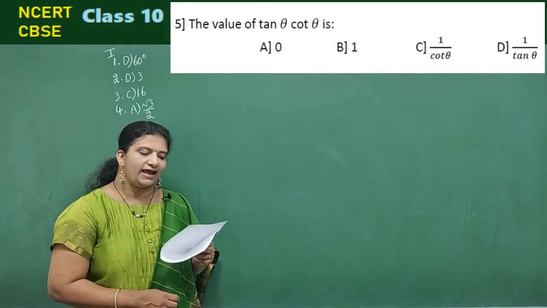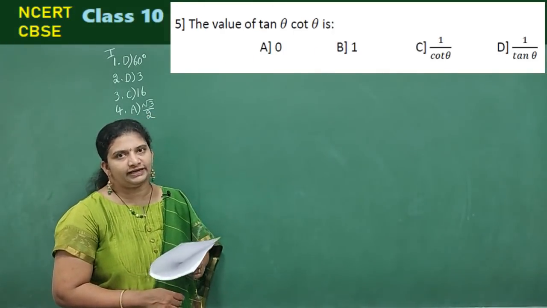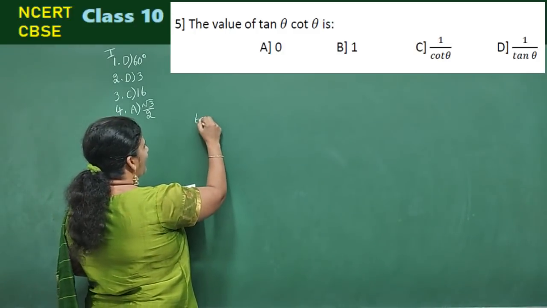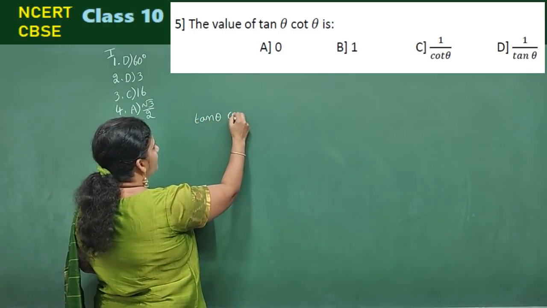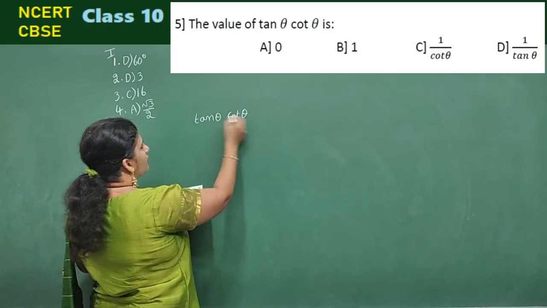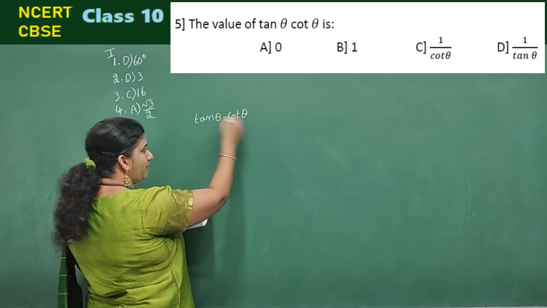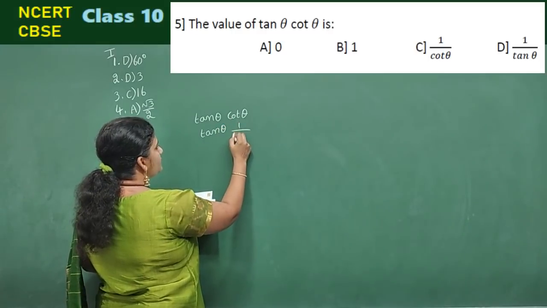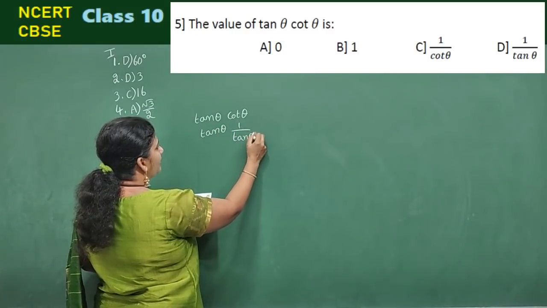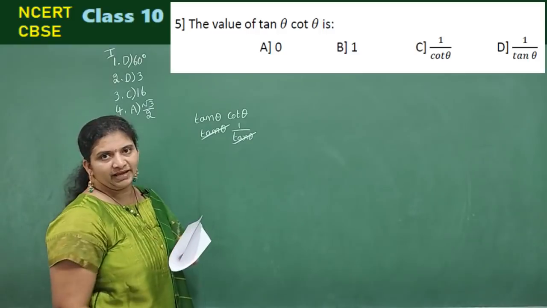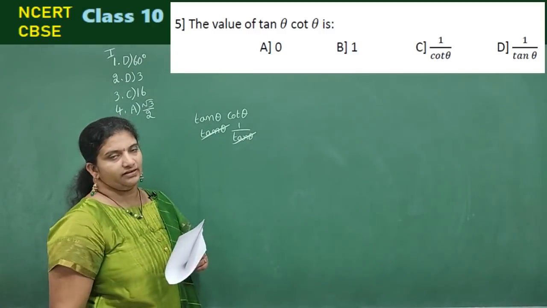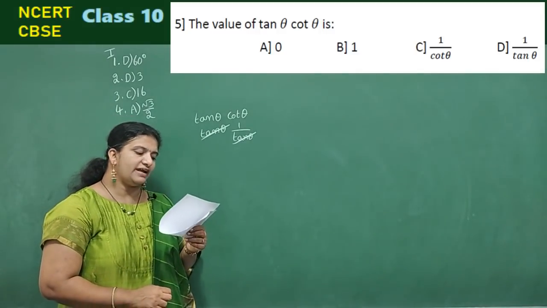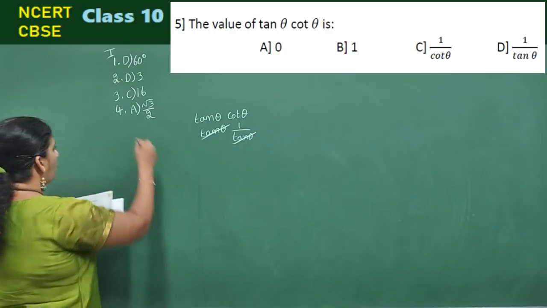Fifth one, the value of tan theta cot theta is. Tan theta, cot theta. What is the relation between them? Cot theta is nothing but 1 by tan theta. So write cot theta as 1 by tan theta. Tan theta will be cancelled and your answer is 1. Check the option. Which option is the right answer? Option B, 1.